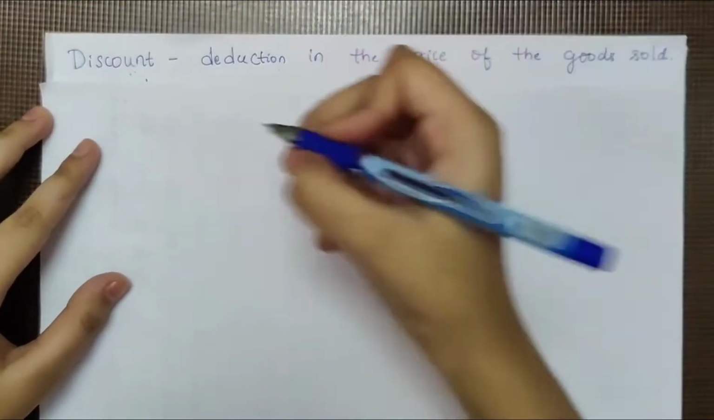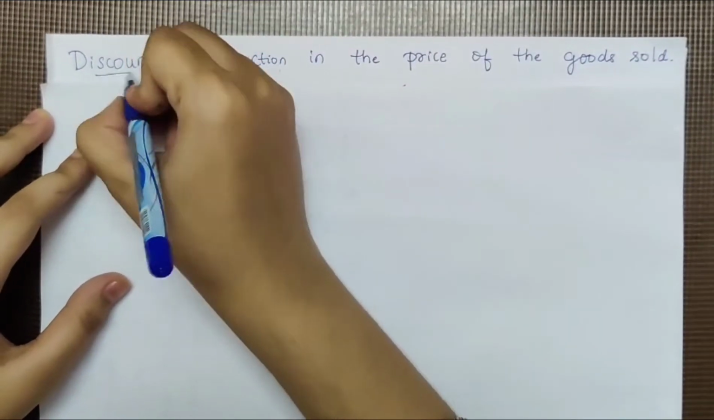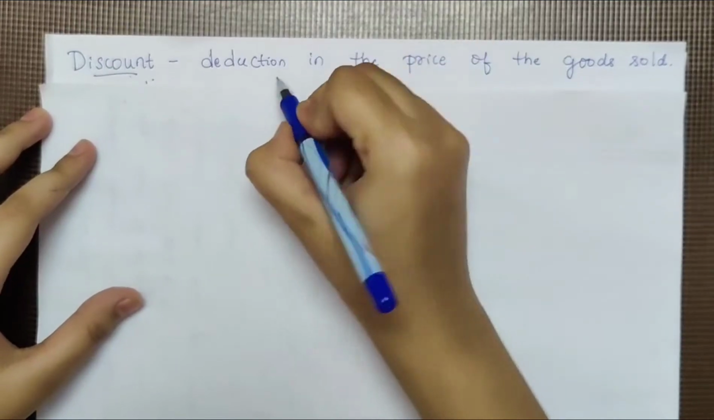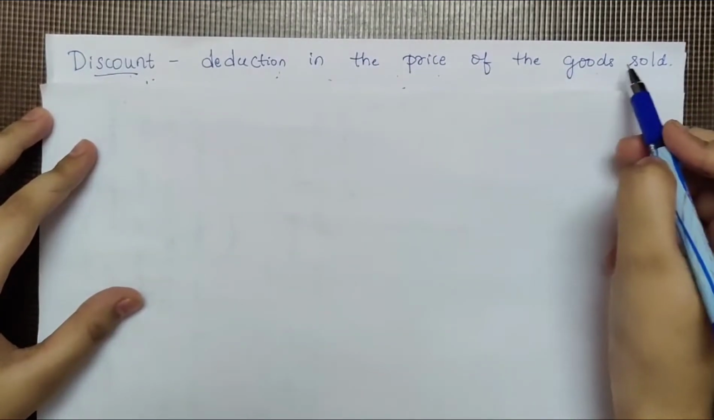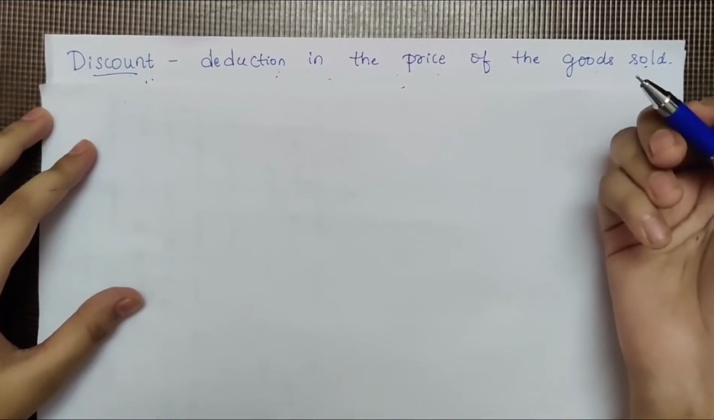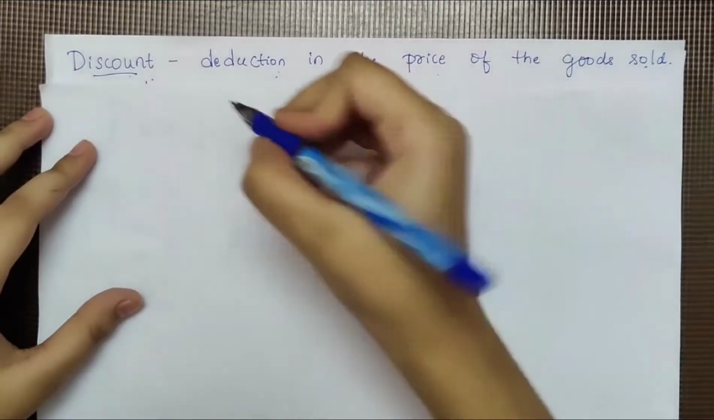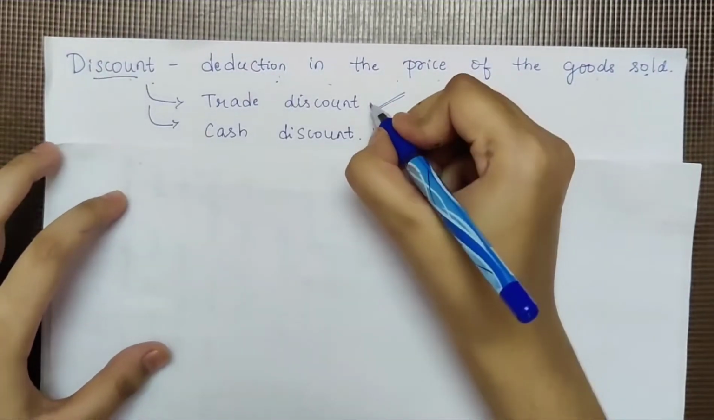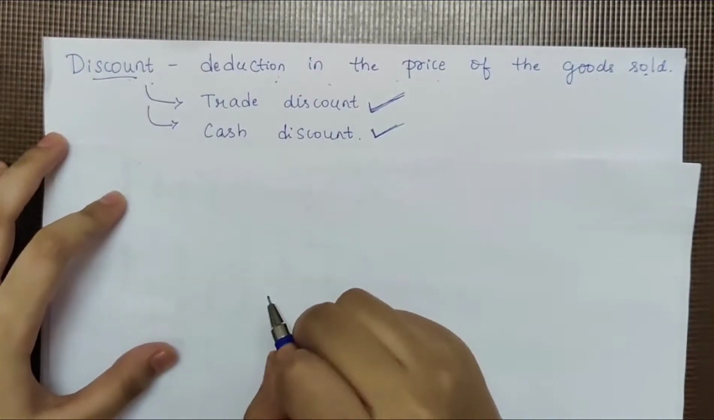So the next term is discount. Discount is a term that we are all familiar with. Discount is the deduction in the price of the goods sold. So if someone is selling goods and reduces the price, then it is called a deduction or discount. Discounts are of two types. One is trade discount and another is cash discount.